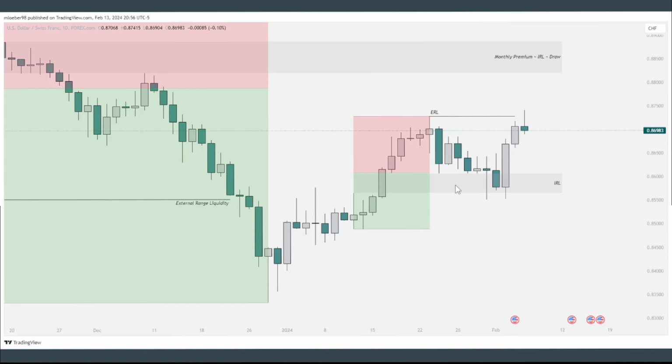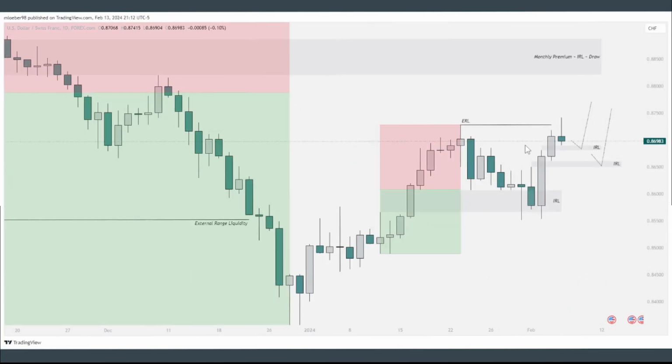And the reason why I'm saying that this trade and this pair was such high conviction was because the monthly external to internal range draw was lining up with the weekly internal to external range draw and the daily internal to external range draw on liquidity. So our 3 higher time frames were all lining up together, giving myself such high conviction that USD CHF was going to move long towards the monthly premium internal range fair value gap.